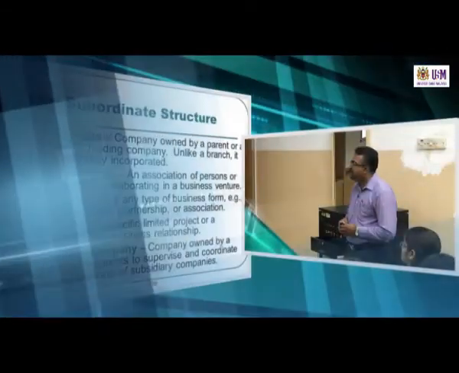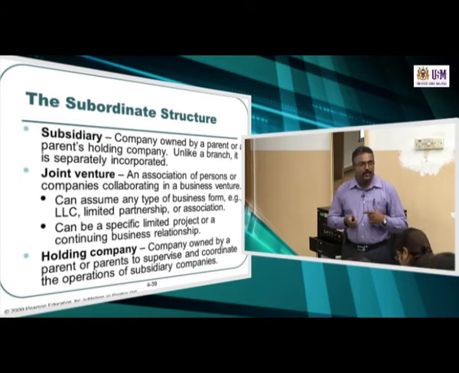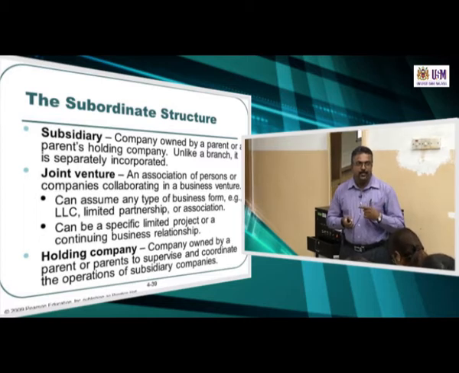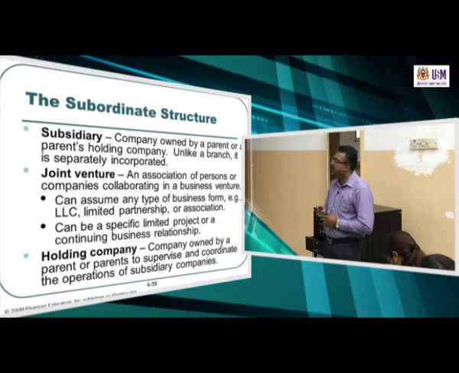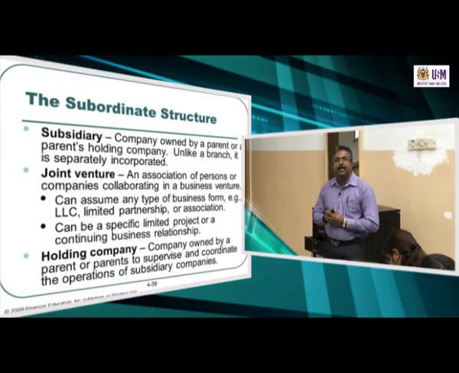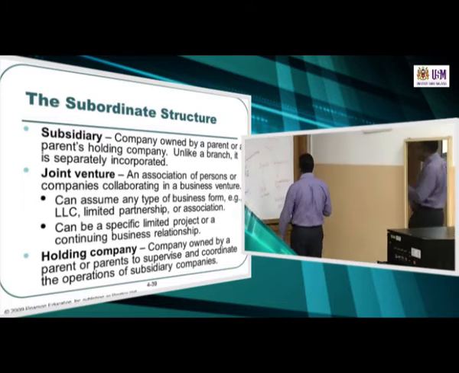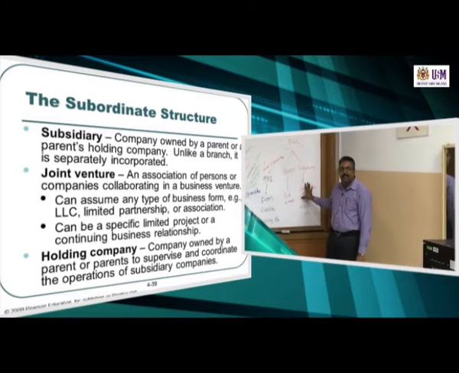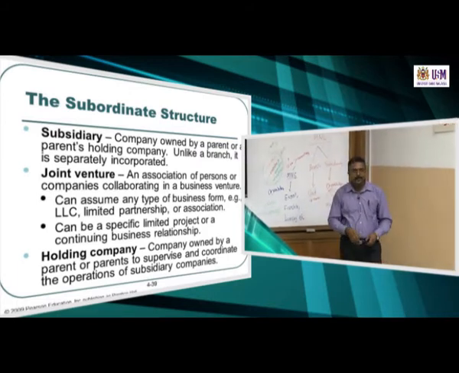Okay, subsidiary, as I mentioned to you, is a company owned by a parent or a parent holding company, as you see in Royal Dutch, as you see in Chrysler Daimler, for example. Unlike a branch, it is separately incorporated. It is separately incorporated, as a separate entity.